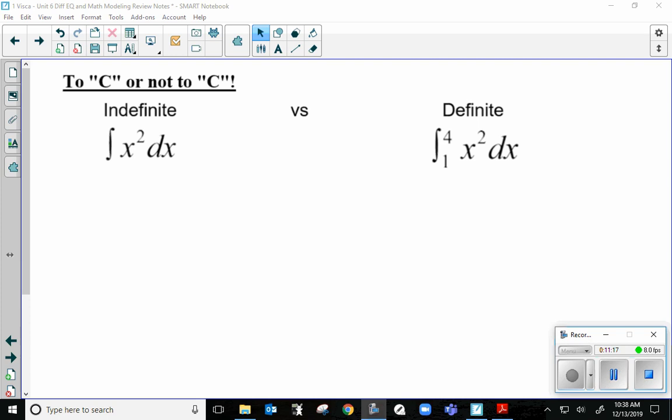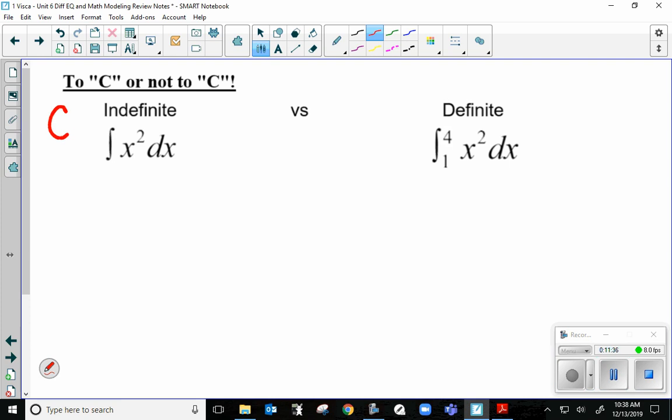To see or not to see? That, my friends, is the question when it comes to integrals. Now, we've talked about this before, in Unit 5 review, whether we need a c or not. For an indefinite integral, we will always need a c. We always need to put plus c at the end, because we have no bounds. Whenever we have bounds, that means it does not require the c. Not a c. Okay, plus c.